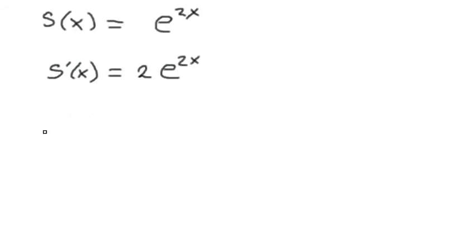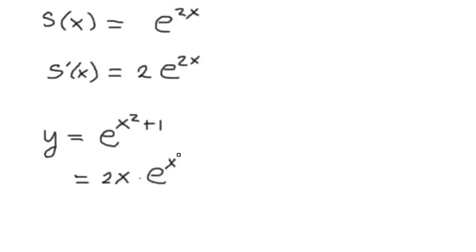Alright, let's look at one that's a little bit more difficult. I'm going to call it y is equal to e, and up here we're going to have x squared plus 1. So we take the derivative of the exponent, so the derivative of x squared plus 1 is 2x times, and then we just rewrite the whole thing. And of course I'm going to say y prime.